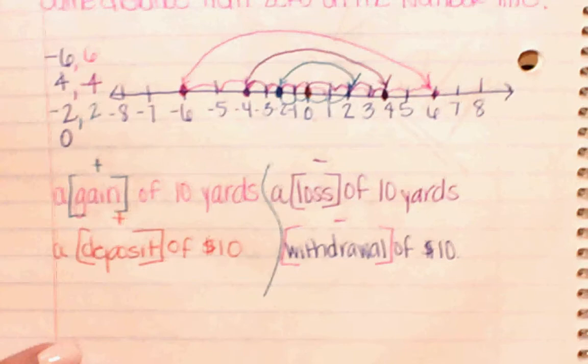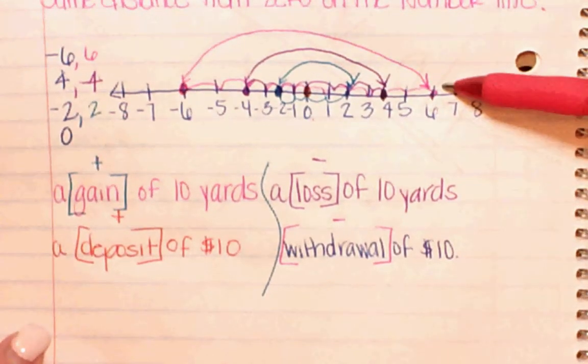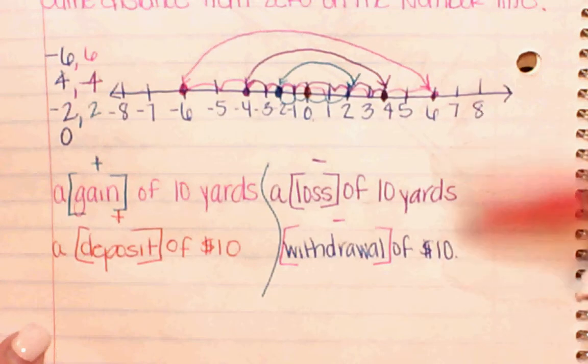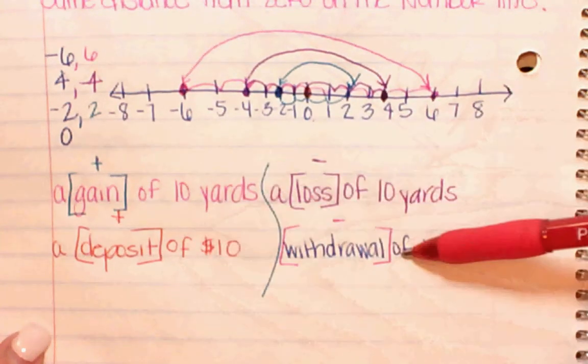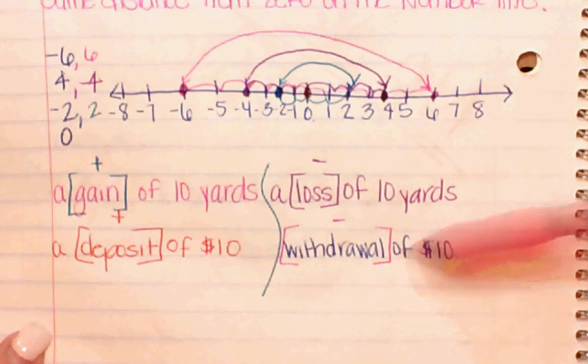So these are two ways you're going to show it on the lesson. You're going to do number lines like this, and you're also going to have to switch and rewrite the sentence or the statement, making it into an opposite.